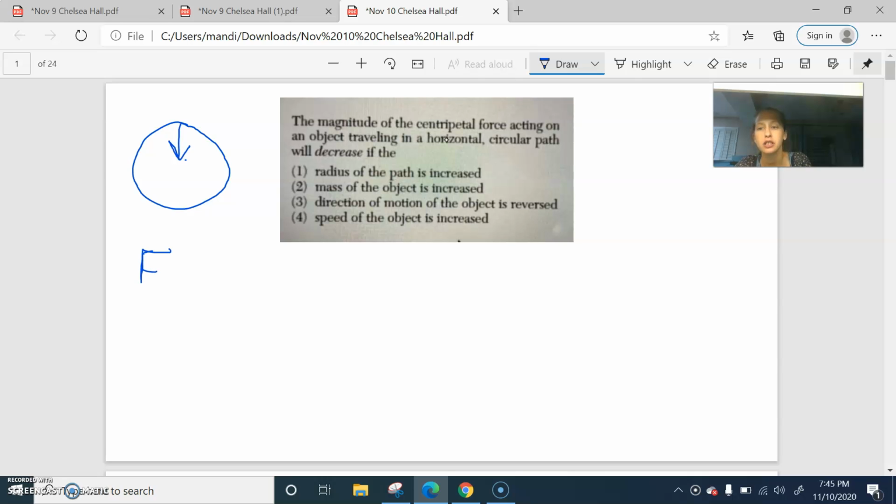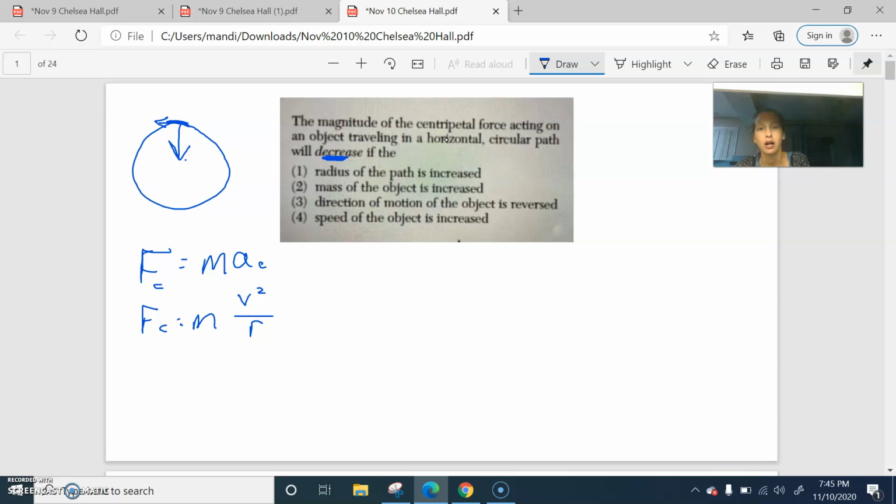And so the force is going to be equal to m times the centripetal acceleration. And centripetal acceleration is v squared over r. R is the radius of that circle. Velocity is how fast the outside of the circle is going. So how can we get this to decrease?